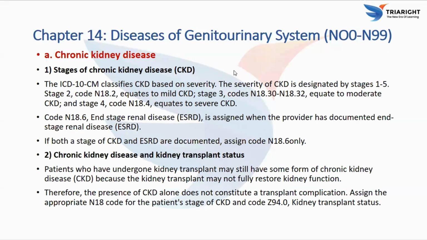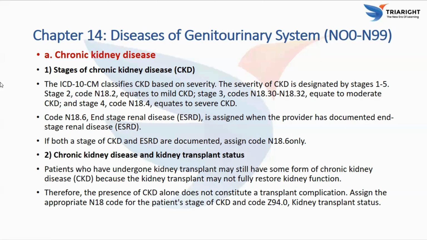What are the guidelines for the genitourinary system? The first guideline is about chronic kidney disease. What are the stages of chronic kidney disease? First, what do we mean by CKD? CKD means the kidneys are damaged and cannot filter blood properly for a long period of time. The severity is divided into stages 1 to 5, and the higher the stage, the worse the kidney function.